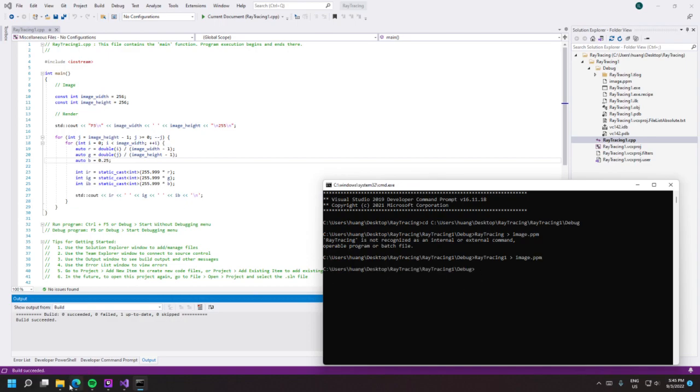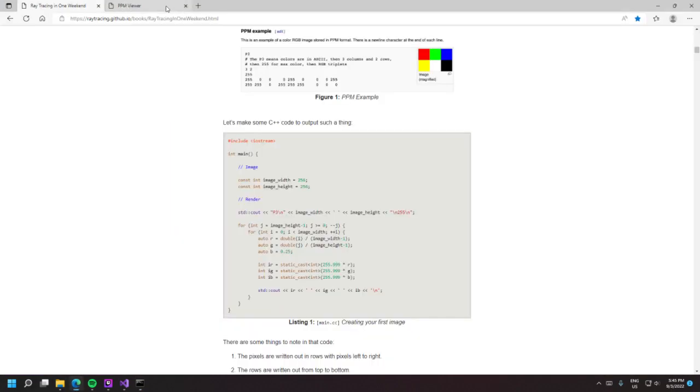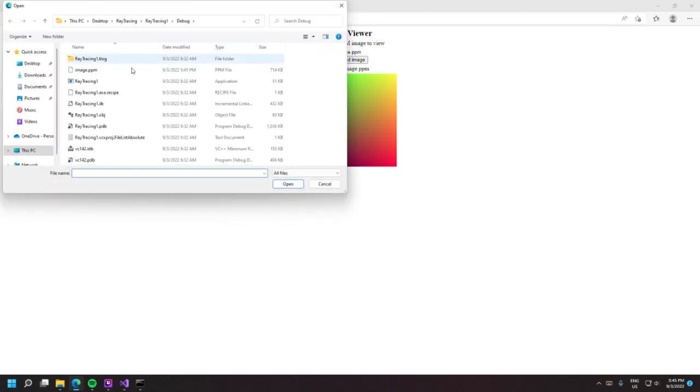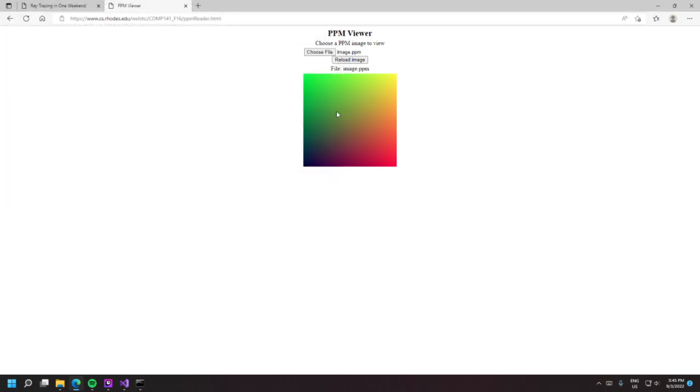Okay, so now we have the ppm viewer. Well, it's probably the same file. We're going to see the same thing. And yes, this is the image ppm. As we can see, it is a gradient. I was not sure about how the gradient would change.